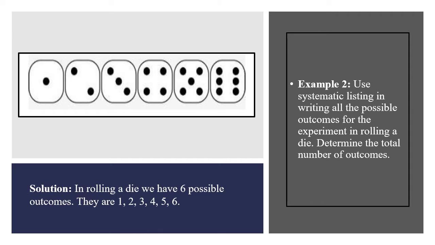Example number 2, use systematic listing in writing all the possible outcomes for the experiment of rolling a die. Determine the total number of outcomes. So in the solution, in rolling a die, we have 6 possible outcomes. So these are 1, 2, 3, 4, 5, and 6.